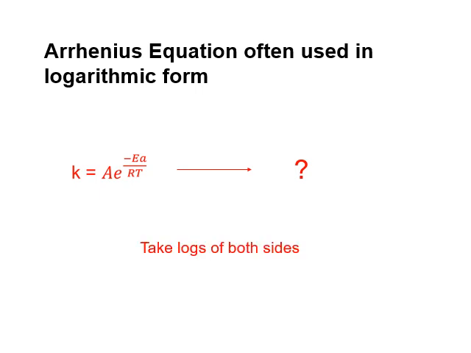So in order to convert from the equation we've got on the left there to the logarithmic form, we need to take logs of both sides. And that will give us ln k, so ln is just natural log, of k equals ln A minus EA over RT. Because e is the inverse of the natural log, when you do take lns of each side, that e goes and it just becomes minus EA over RT.